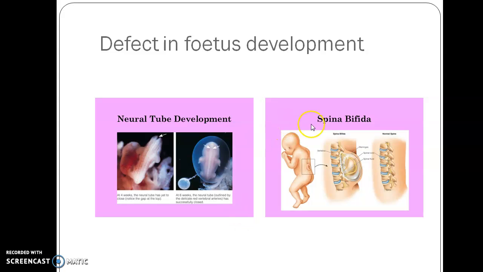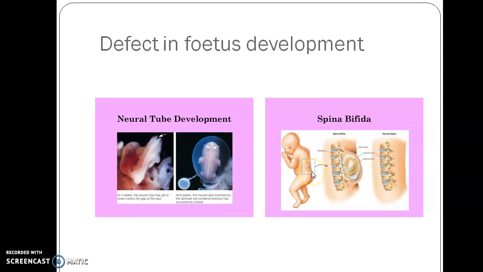Now these are defects that can occur in fetus development. That is the initial stage. At 4 weeks, the neural tube is yet to be closed. So there will be a gap formed if there is severe nutritional deficiency. By 6 weeks, the neural tube, outlined by the red vertebral arteries, has been successfully closed here. Okay, so in 4 weeks it is yet to close. Here it is already closed by 6 weeks. So the issues can develop at this stage, in the initial stages of the fetal development, when the neural tube is developing.